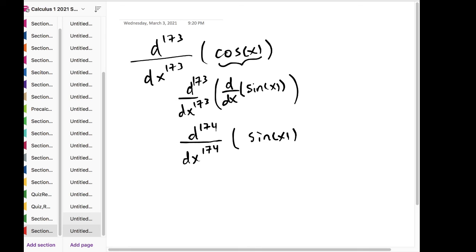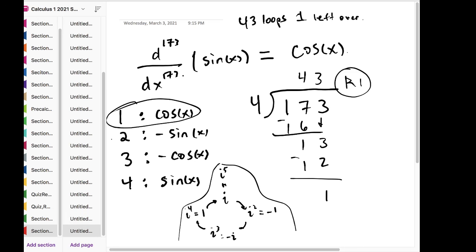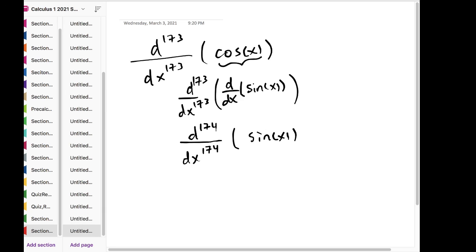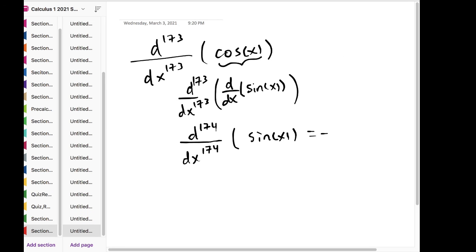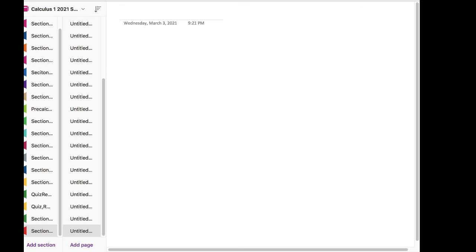So what should this be? The remainder should be 2, right? If this remainder was 1, if you do 1 more, it would be remainder 2. So that would be negative sine. So just kind of a neat fact. So if you want to characterize this, of what? Of sine.